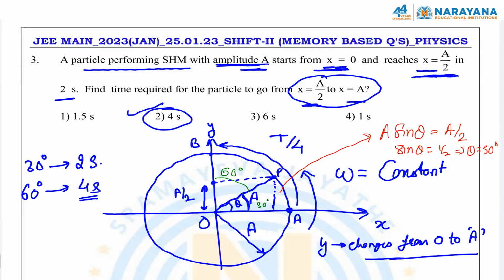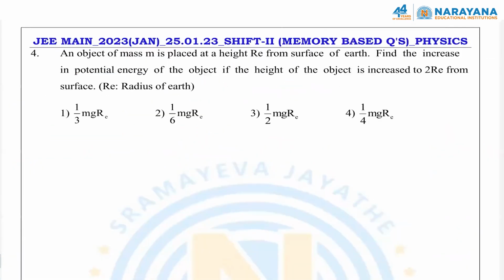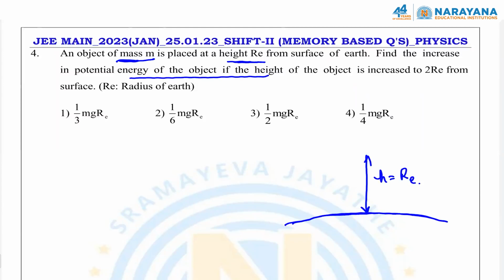All right, let's go to the next question. In this question, we have an object of mass m, which is placed at a height Re from the surface of Earth. So from the surface of Earth, an object is placed at a height h equals the radius of Earth. We have to find the increase in the potential energy if height is changed to 2Re.